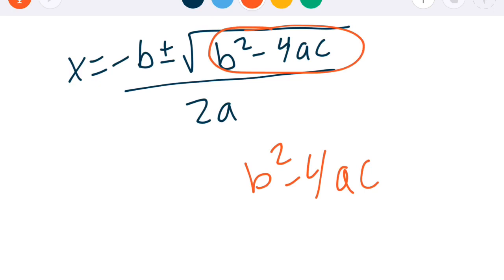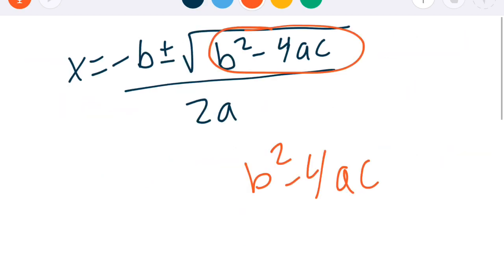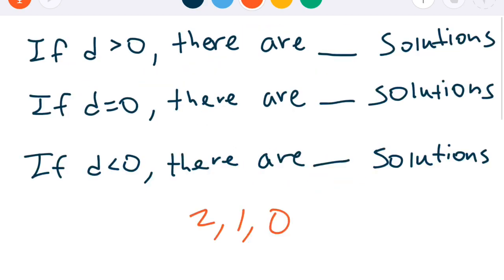So our three options: we're going to have two solutions, one solution, or no solutions. Those are our three types of solutions. So whenever we solve the discriminant, we're going to get a number, and that number is going to tell us if there are two solutions, no solution, or one solution. So if we solve the discriminant and we get a number that is greater than 0, that means that there are two solutions.